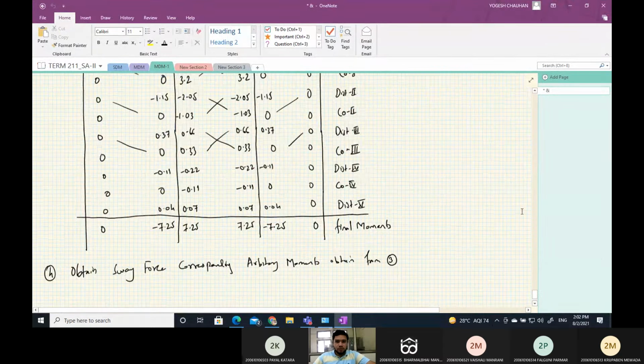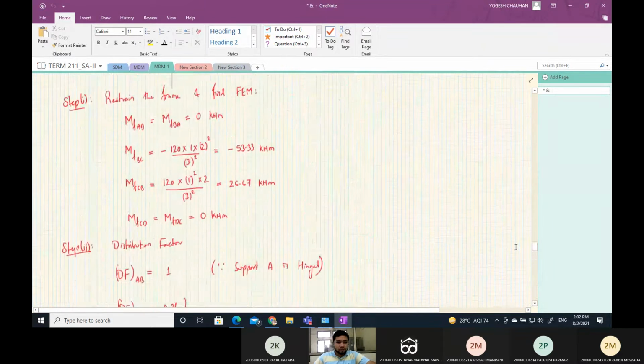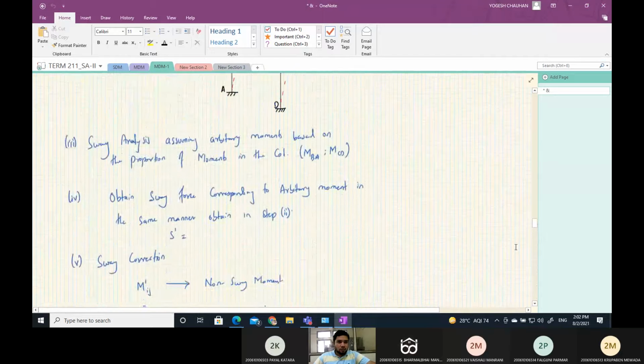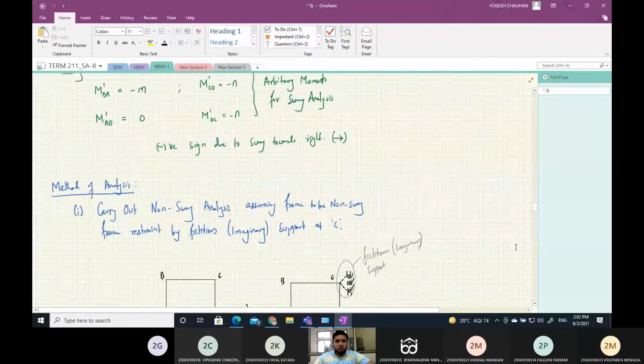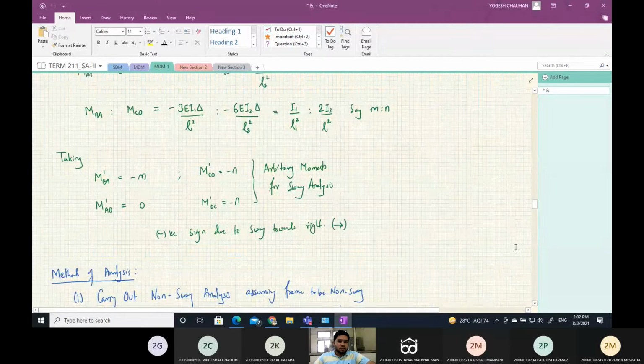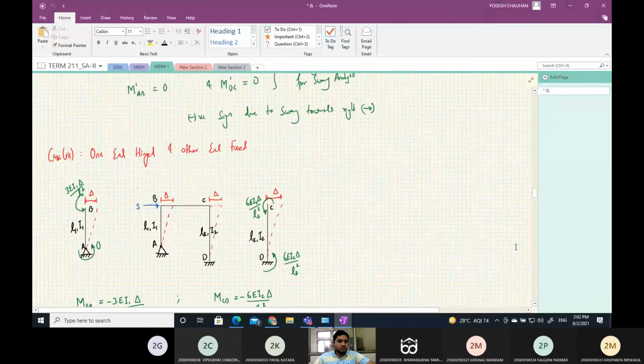So let's continue from the previous session. In the previous class, we started with sway frames. In case of a sway frame, we have to carry out the non-sway analysis and then the sway analysis for the sway corrections.